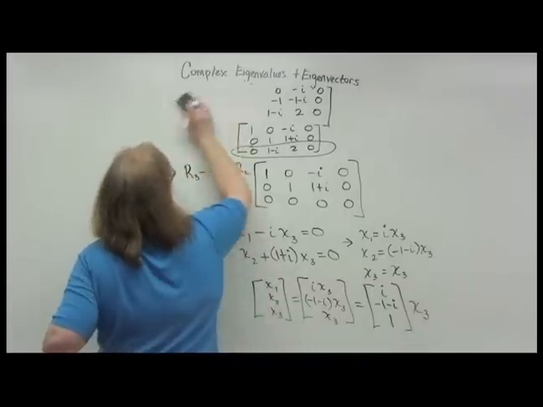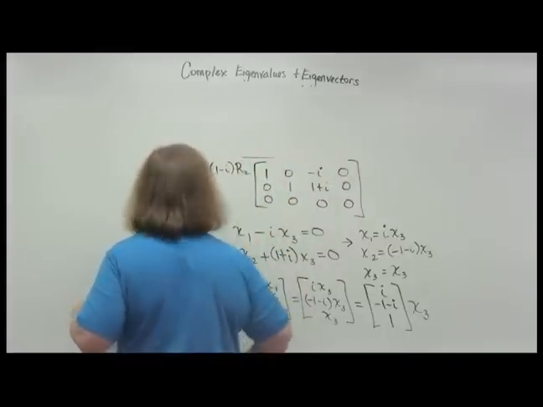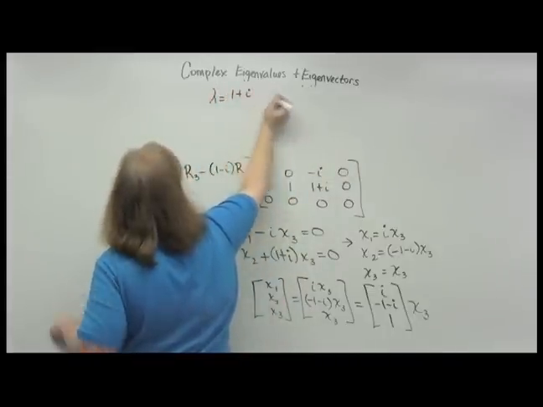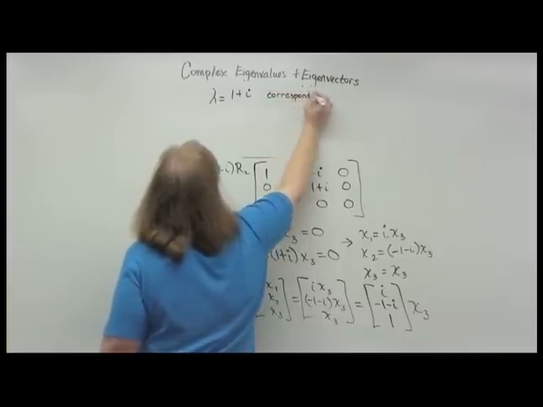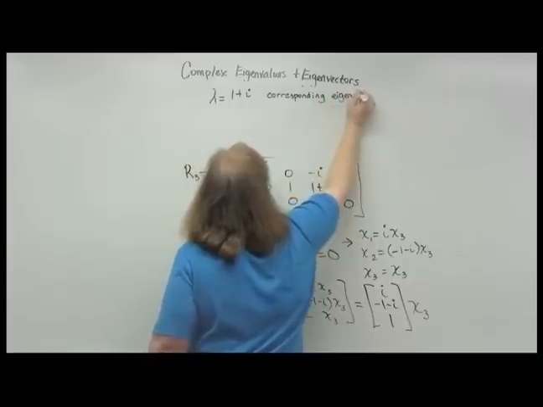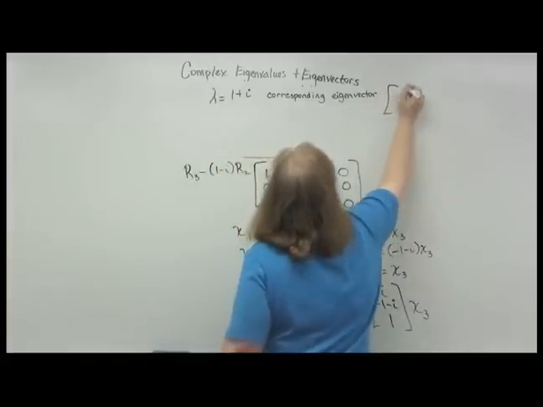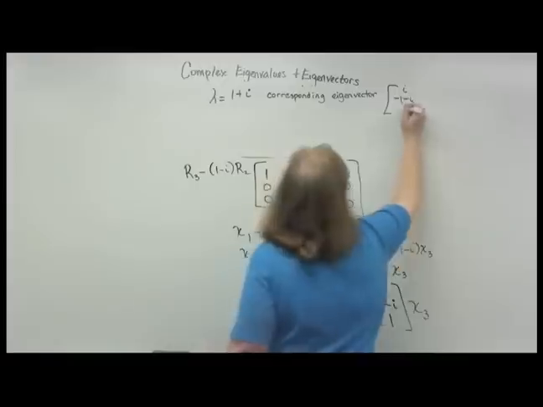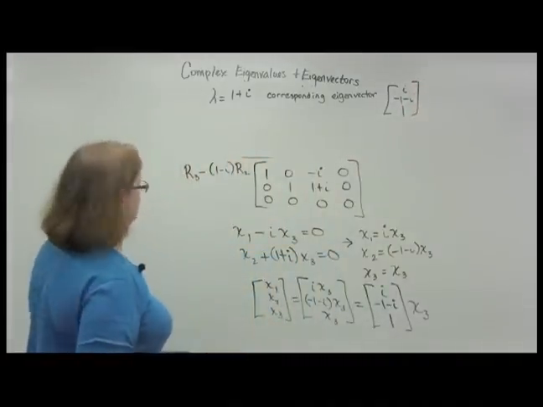We chose lambda was 1 plus i. Its corresponding eigenvector is i, negative 1 minus i, and 1. Or any multiple of that other than the 0 multiple.